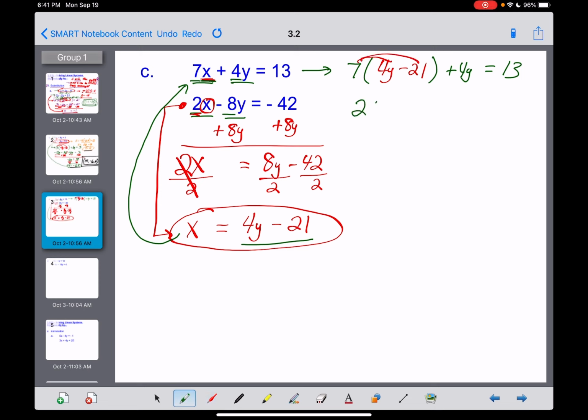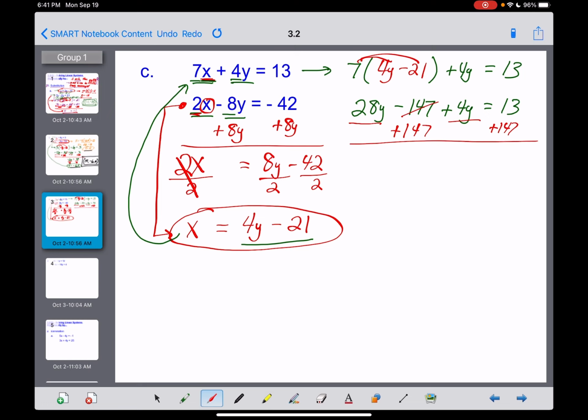7 times 4y is 28y minus, oh boy, that is 147, fun, plus 4y is equal to 13. I would imagine you guys would be using your calculator here. All right then, everybody, same things as before. We're going to combine like terms here and also add 147 to both sides.